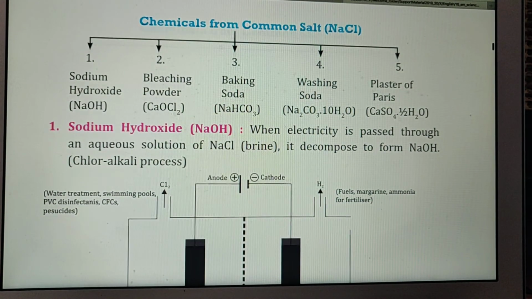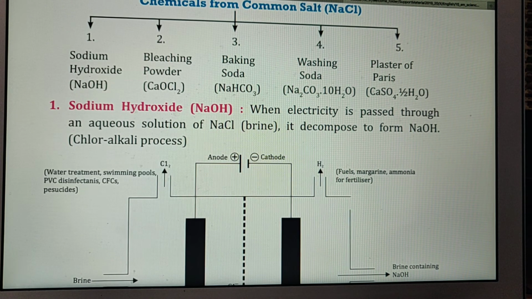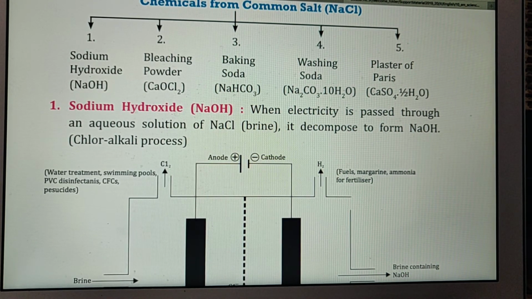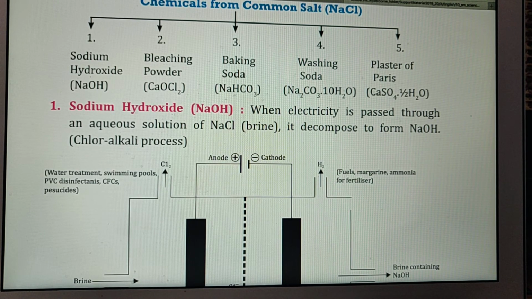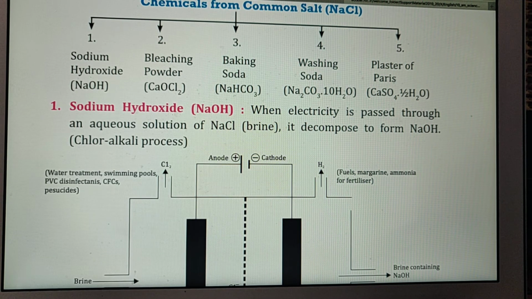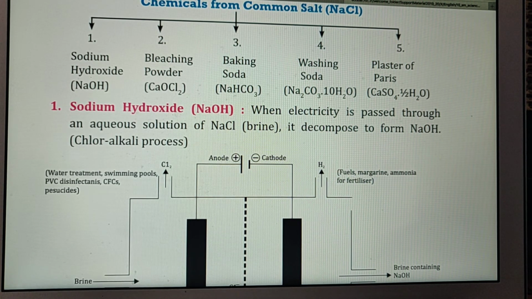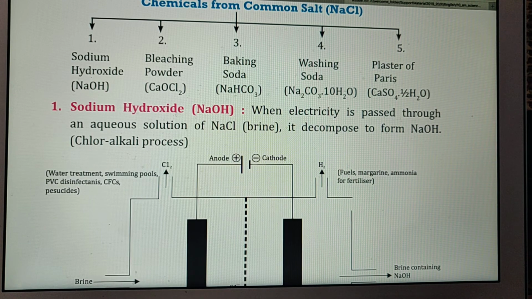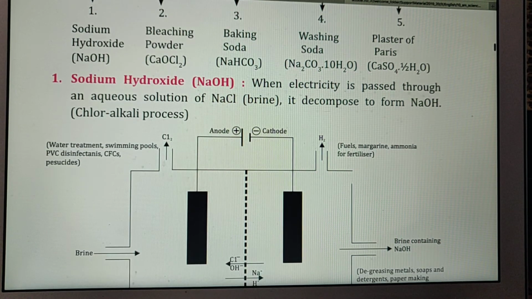Now chemicals from common salts. NaCl is common salt. There are 5 chemicals which we will study each: sodium hydroxide NaOH, bleaching powder CaOCl2, baking soda NaHCO3, washing soda Na2CO3·10H2O, and plaster of Paris CaSO4·½H2O. Sodium hydroxide.